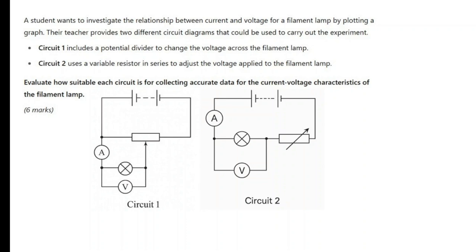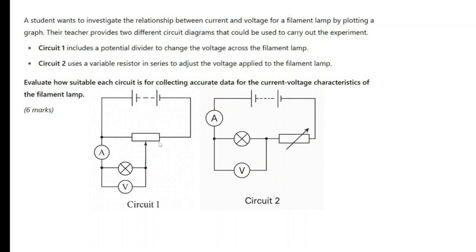A student wants to investigate the relationship between current and voltage for a filament lamp by plotting a graph. Their teacher provides two different circuit diagrams that could be used to carry out the experiment. Circuit 1 includes a potential divider to change the voltage across the filament lamp. So you can see there's a potential divider here. You can connect the sliding contact to any place and get a certain amount of voltage.